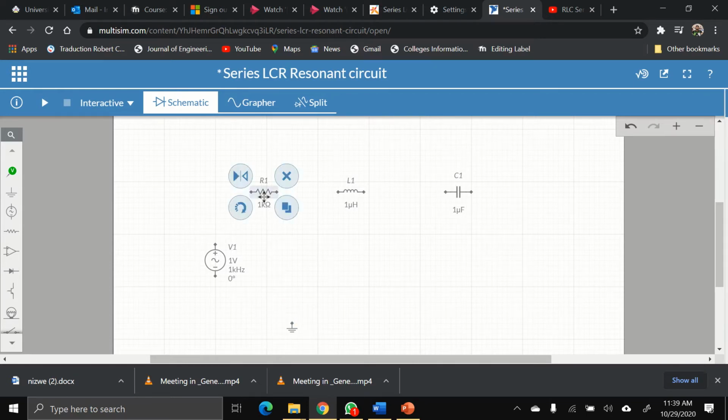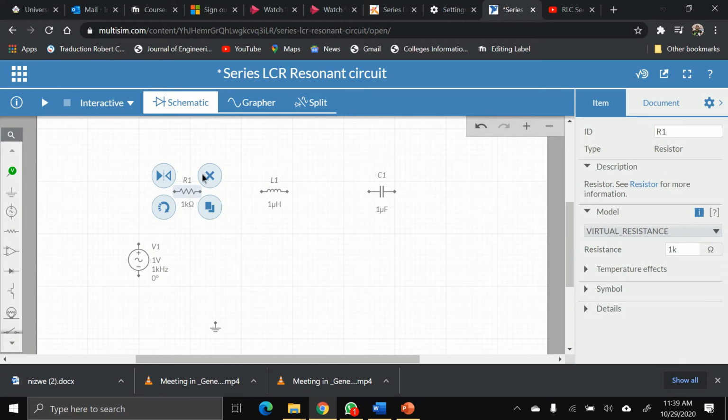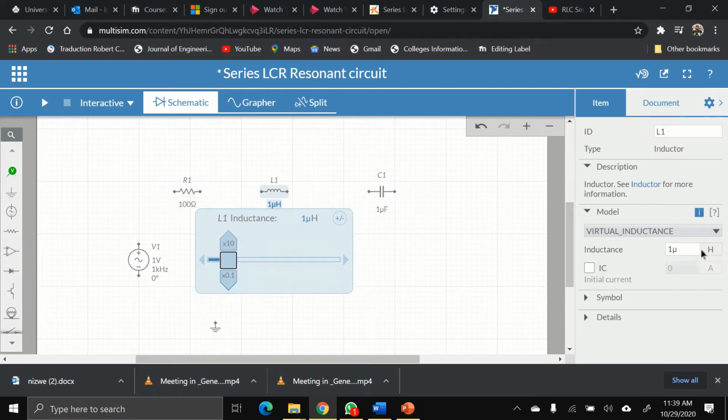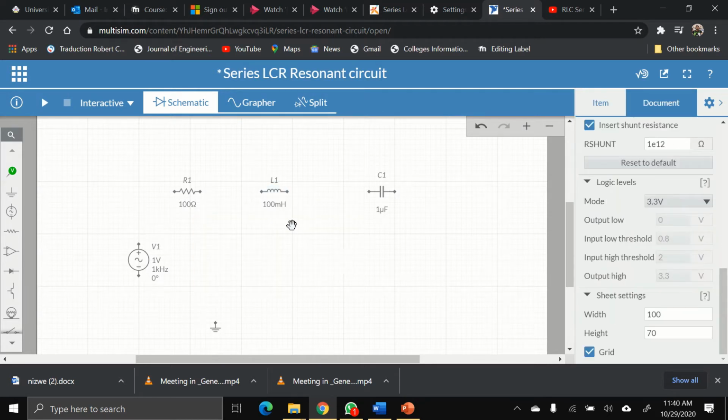Now I am giving the values. After clicking here, I have chosen the value of the resistance as 100 ohm. Here the value of the inductor: if we have to give 100 millihenry, we write 100, then for milli we write a small m, so small m stands for milli. The value of L is displayed here, and then the value of the capacitor is 1 microfarad.